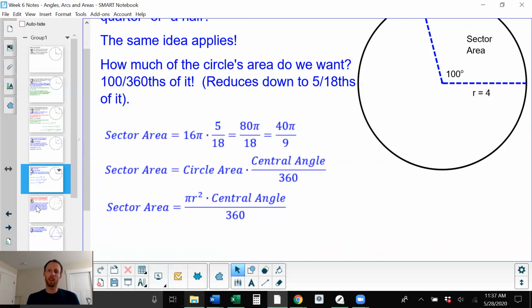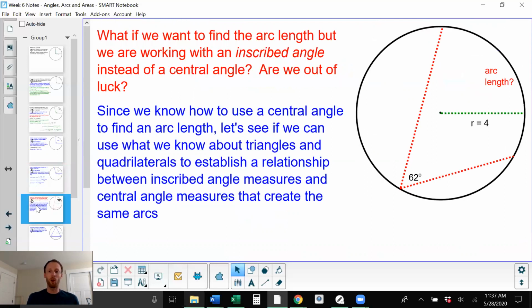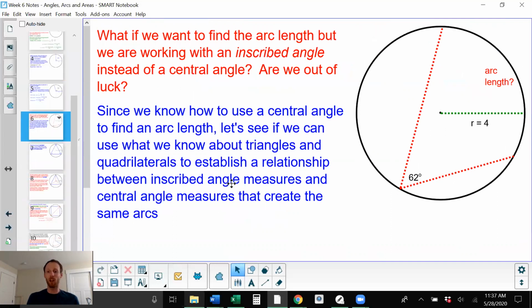All right, now central angles aren't the only kinds of angles that we've worked with when it comes to circles. We've also talked about something called inscribed angles, where the vertex of the angle is on the circle itself. What if I wanted to find this arc length? I don't know what the central angle is. I just know that this inscribed angle is 62 degrees.